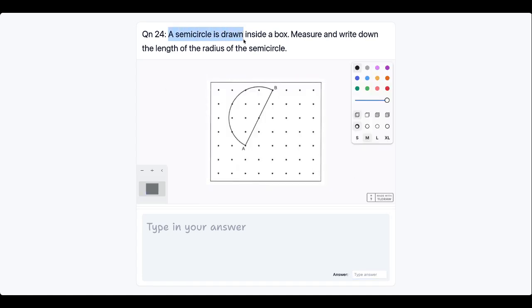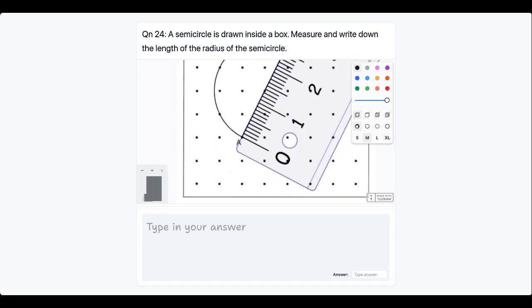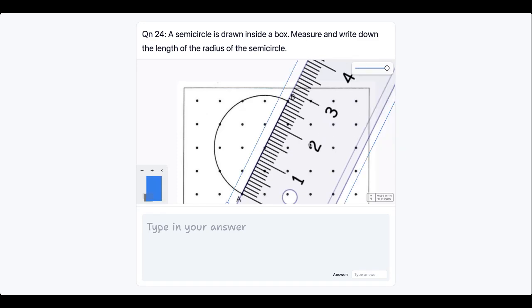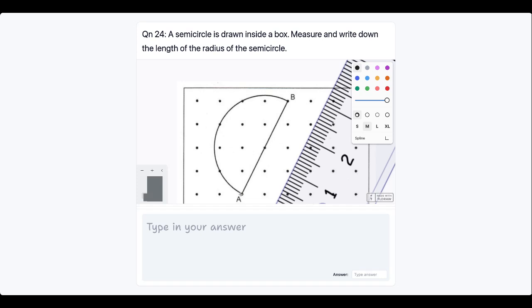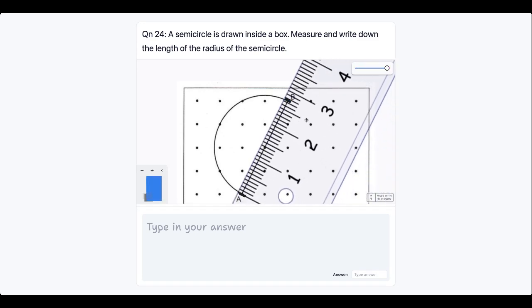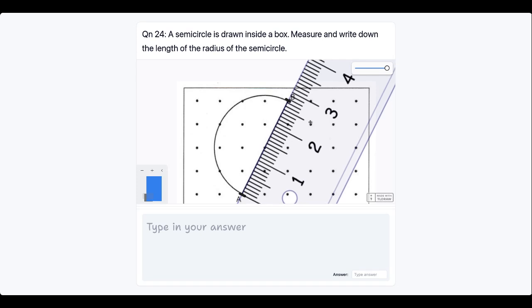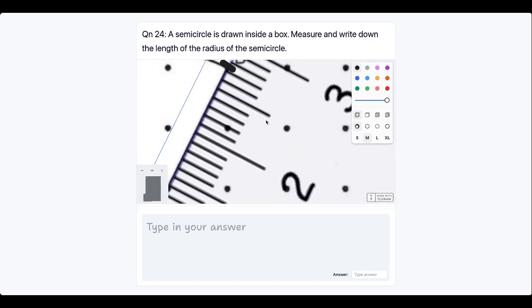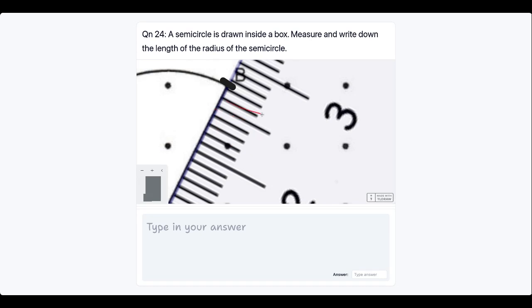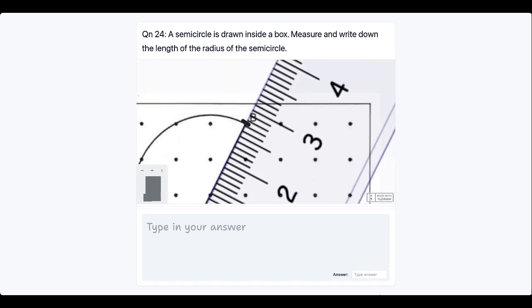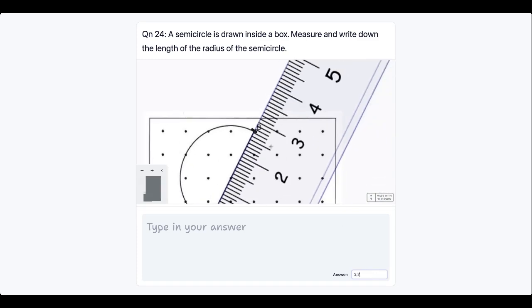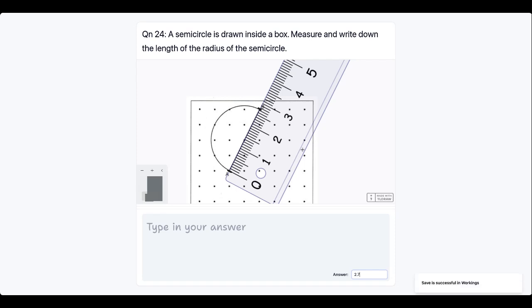Question number 24. A semicircle is drawn inside a box. Measure and write down the length of the radius of the semicircle. I have a ruler over here and we are going to measure. Usually what I recommend is to put a notch so that it's easier to measure. Once you put a notch, you align your ruler to the notch itself, and then you can measure how long this is. If you look closely, this is 2.5 already, 2.6, and very close to 2.7. So the answer to this is 2.7 centimeters. All right, let's move on to the next question.